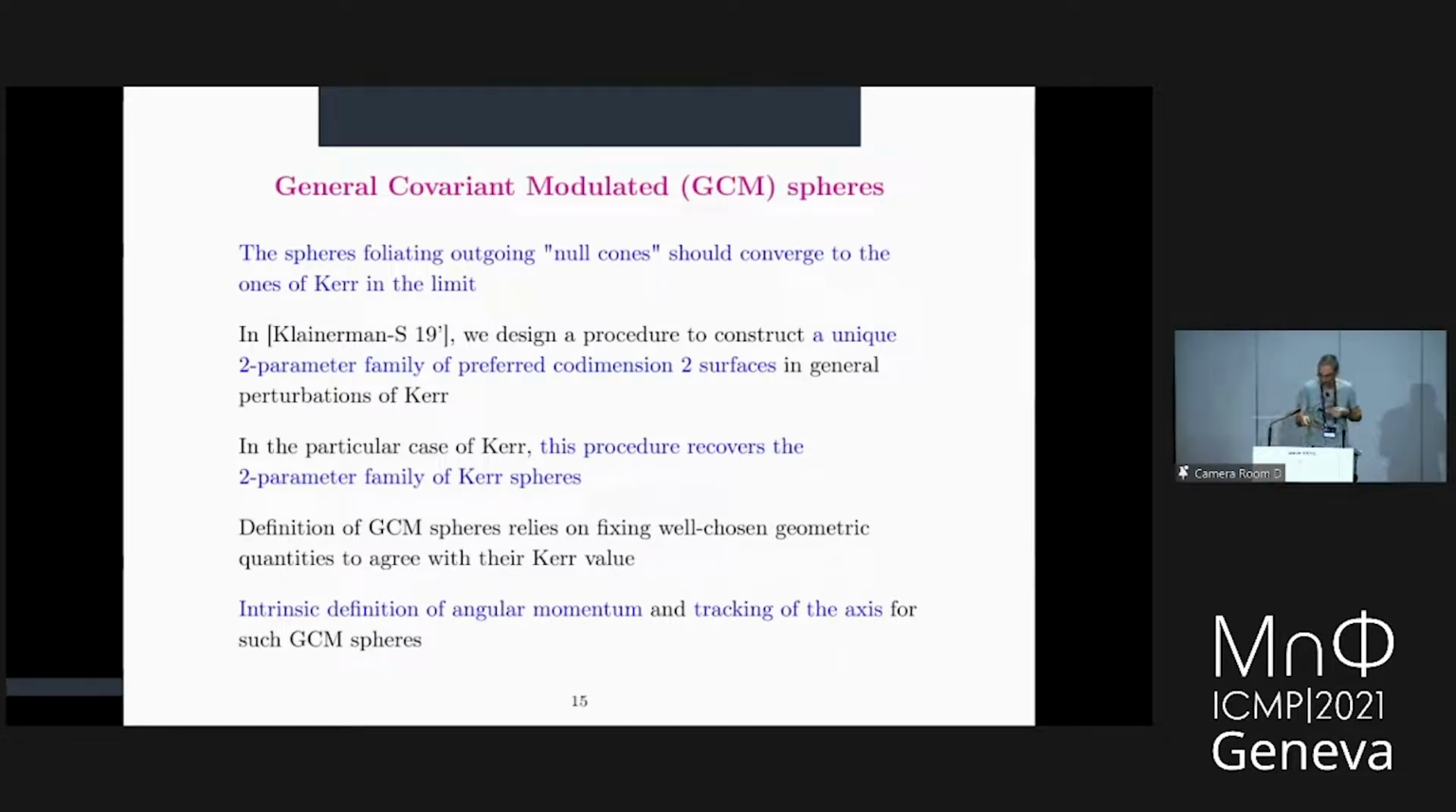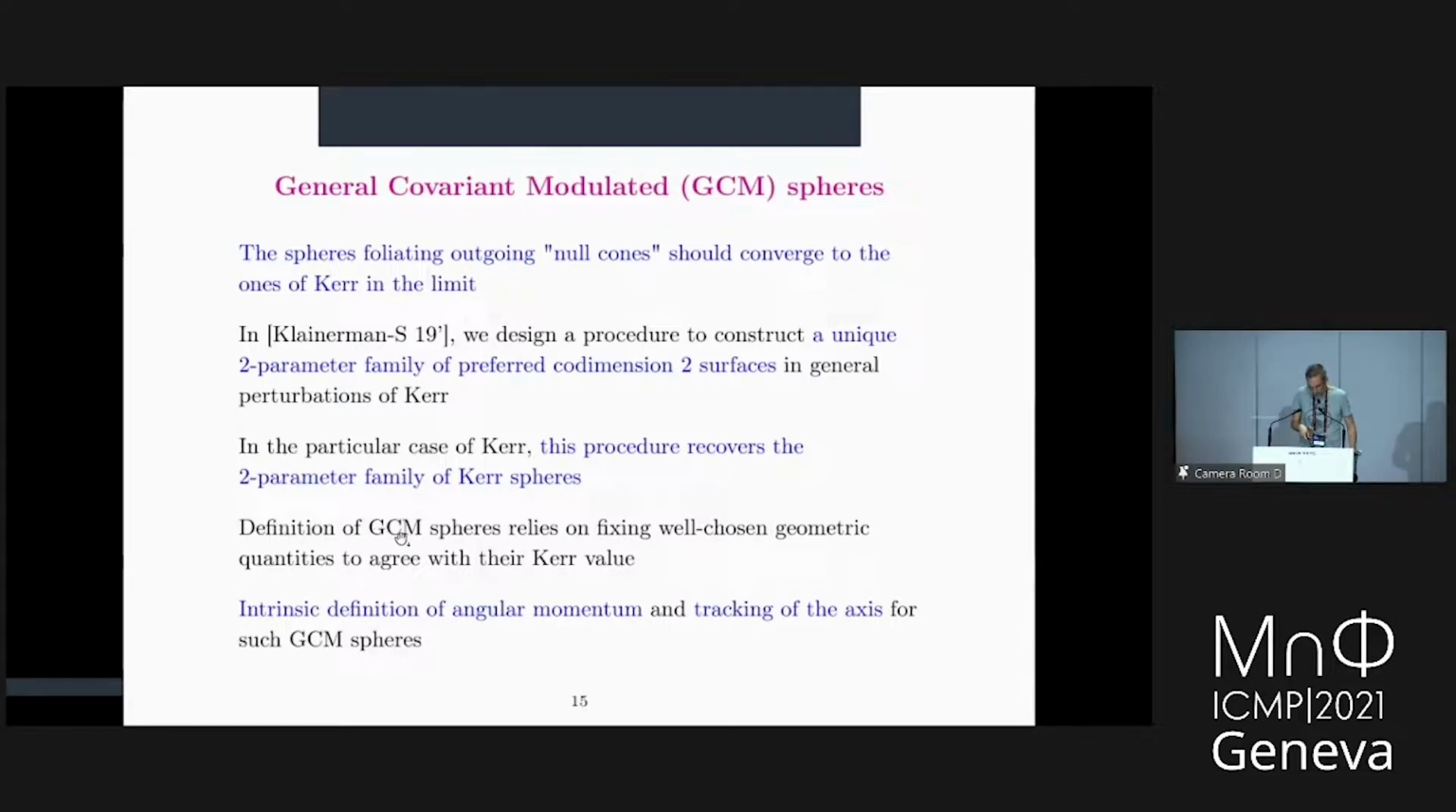So here I want to relate this construction, in fact, to a celebrated work by Huisken and Yau, where they construct preferred codimension 1 surfaces in 3 Riemannian manifolds. So here, it's of course an analogous problem, but for us it is actually very important to construct directly codimension 2 surfaces in the Lorentzian spacetime, which is actually hard.